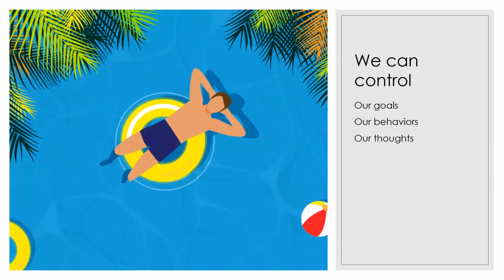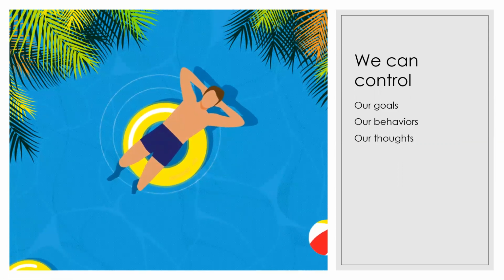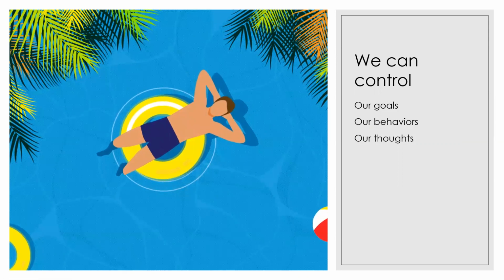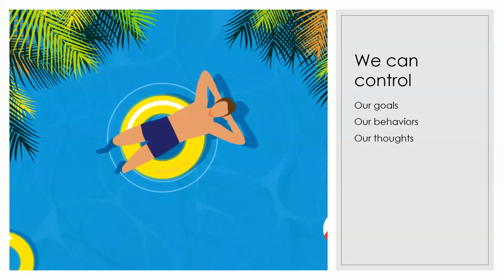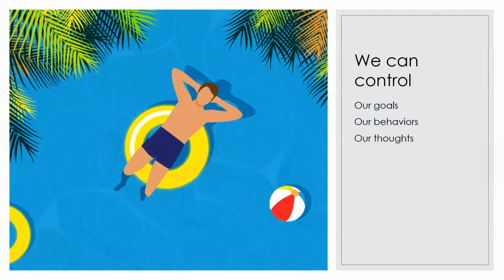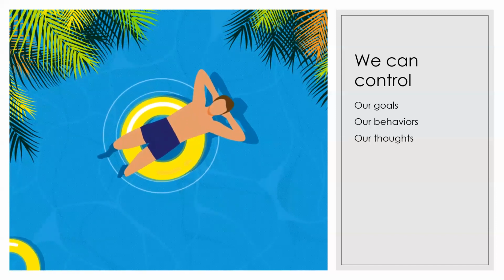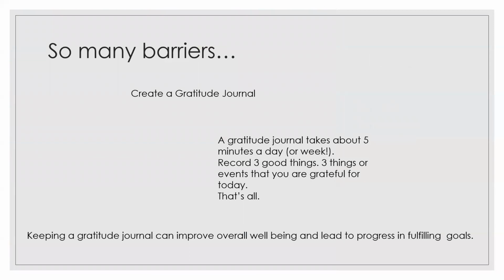It's important for us to be aware of those world events and to do what we can as good citizens in any way that we can help. But the things that we can control, our goals, our behaviors, our thoughts, those are things that are up to us. So what can we do to kind of help in that area? We have so many barriers. One thing you can do is create a gratitude journal. And a gratitude journal is just a little note, like a little daily or weekly note to yourself. The recommendation for a gratitude journal is just to record 3 good things, 3 things or events that you are grateful for today. That's all.